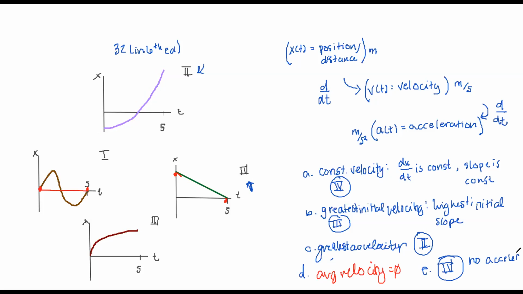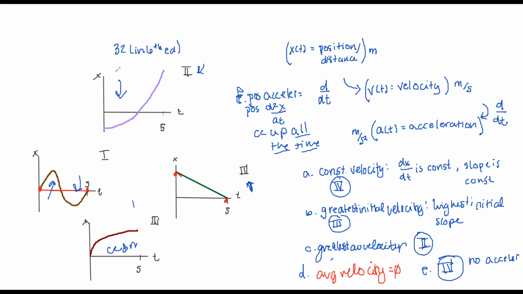Now, positive acceleration throughout. Is it going to be 3? It's going to be 2. Yep. Because positive acceleration, this is F, means a positive second derivative, means concave up all the time. This is concave up all the time. This has a concave down and concave up portion, and this is concave down the whole time.